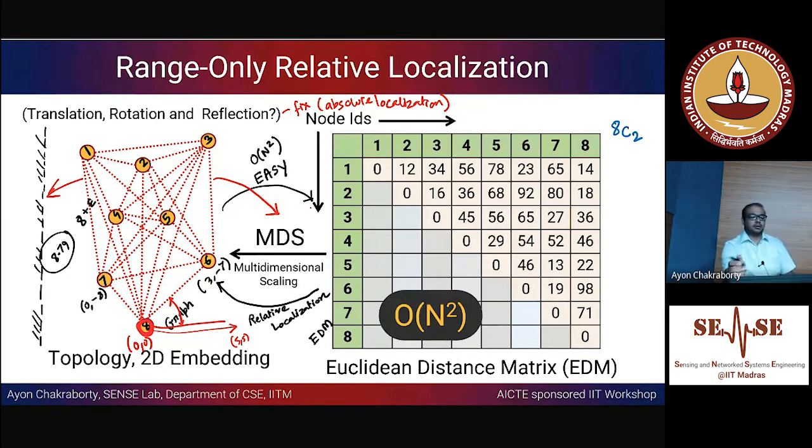Okay, so this is basically the technique, and the technique that we use is this multidimensional scaling that takes these features. In this case our features are basically the distances, and it lays out these distances on a 2D plane, and that basically becomes the topology.